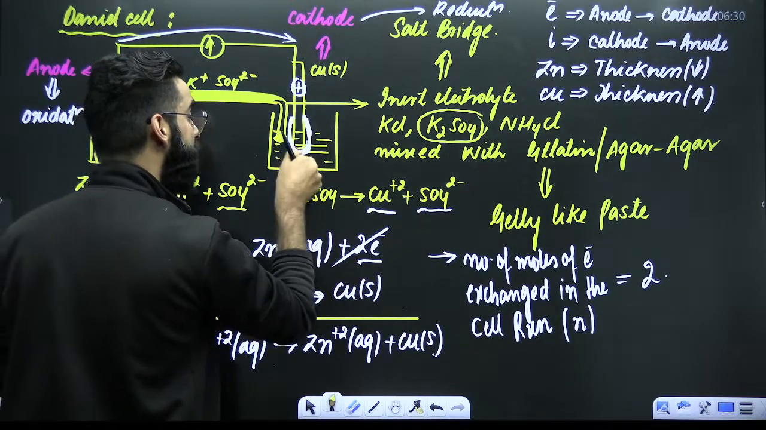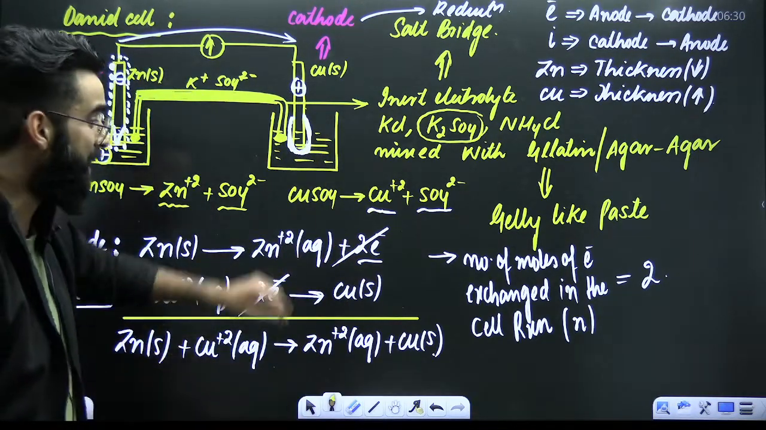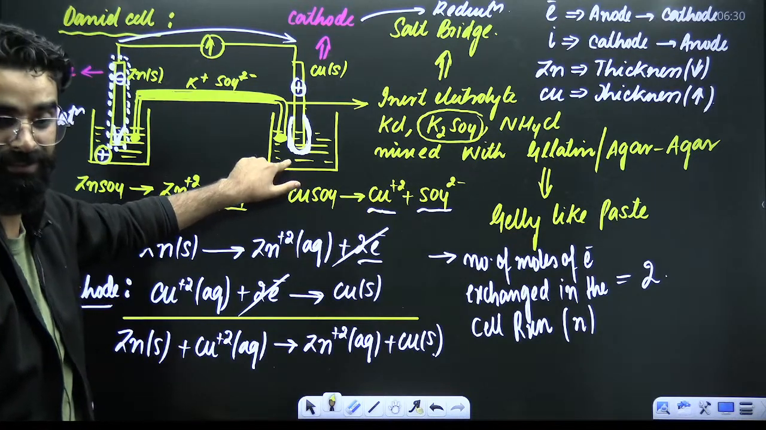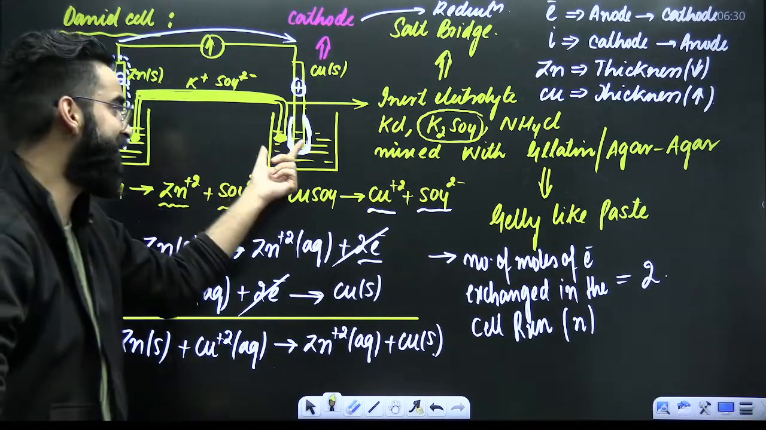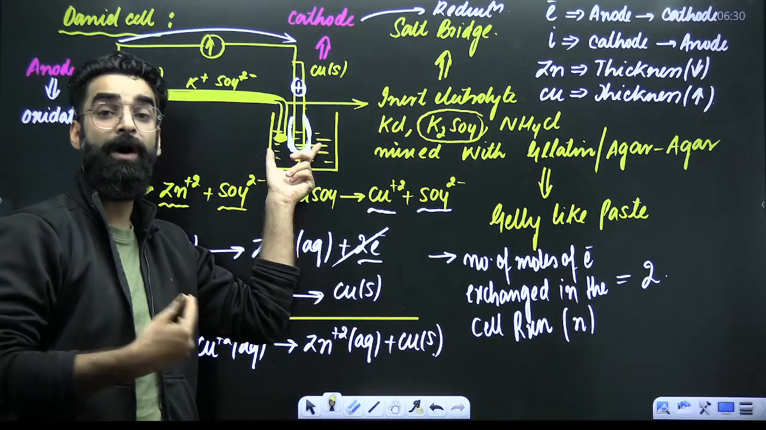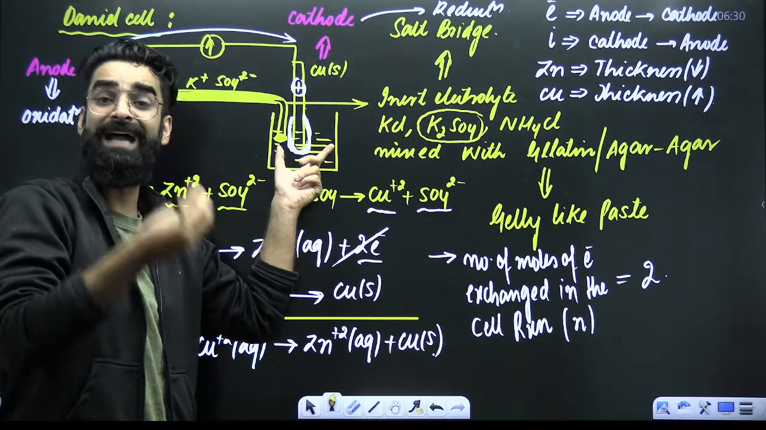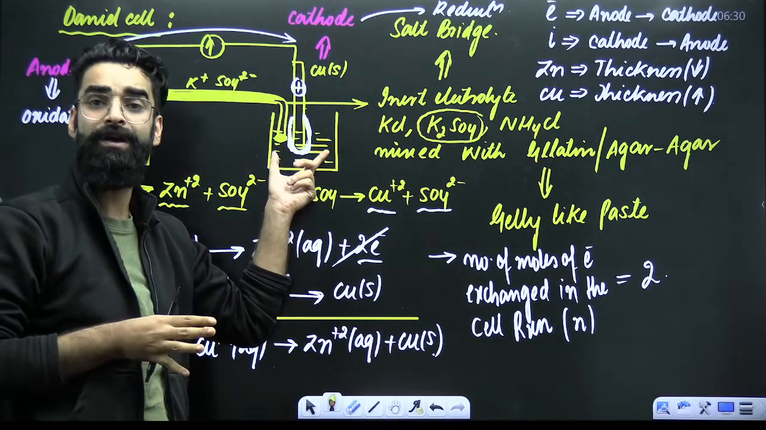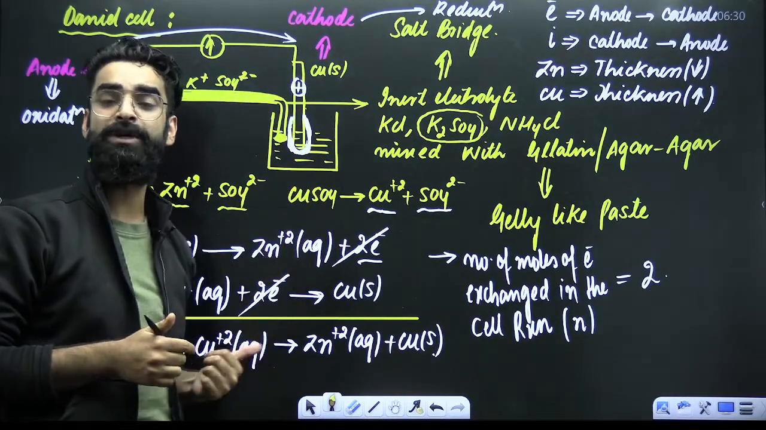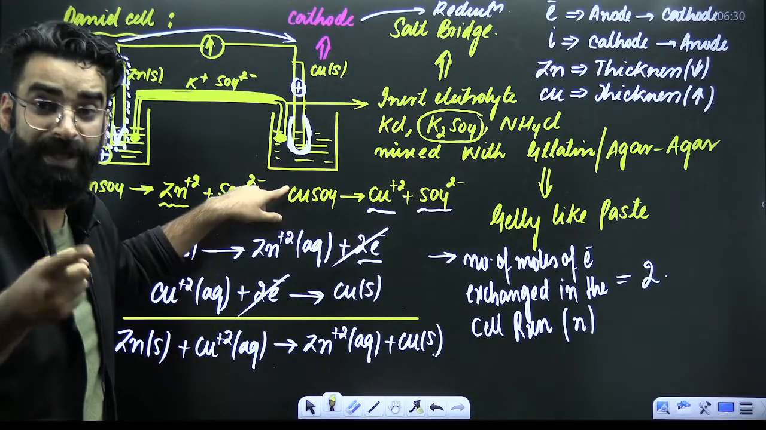But what happened to the concentration of Cu dipositives? What happened to the number of Cu dipositives in the solution? They decreased. Initially, there were equal numbers of cations and anions. Now, one of the Cu dipositives is undergoing reduction. It is getting converted into Cu solid. That Cu solid is deposited on the rod. Now, what is happening to the number of Cu dipositives in the solution? The number of Cu dipositives is decreasing.